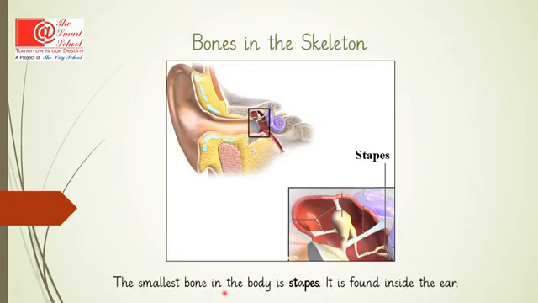The smallest bone in the body is stapes. It is found inside the ear. Here you can see the middle of the ear. There are 3 tiny bones located. The tiniest of these 3 is this one, which is called stapes.